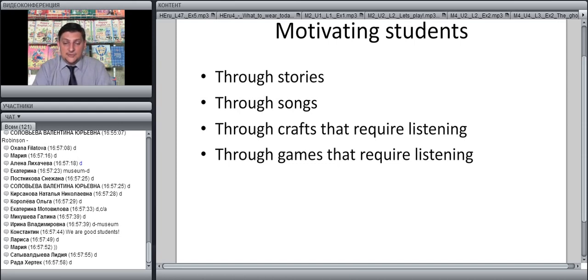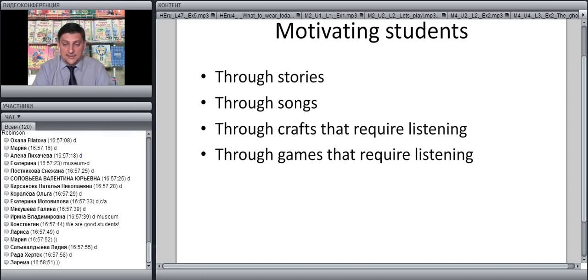Another way of motivating students is to do crafts with them. But since we're talking about listening, there are lots of crafts which require listening. Even if you listen to the instructions of how to make certain things. So, for example, in Miele textbooks, there are small crafts almost in every lesson, every time you need to do something. And also, you can motivate students through asking them to play games which require listening. There are lots of games in Enjoy English textbook and in happyenglish.eu textbook.